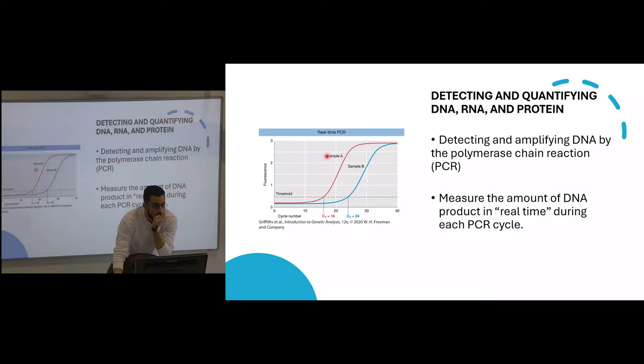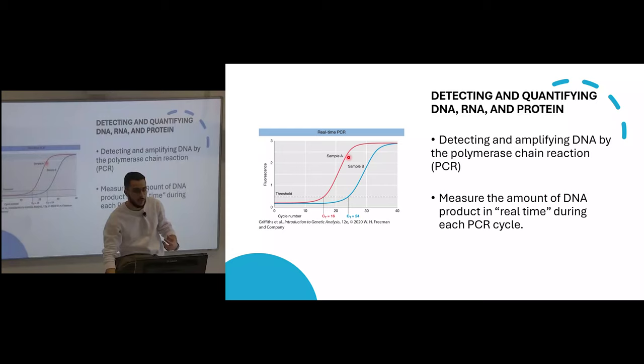So let's say, for example, you have two samples and you're looking for the insulin gene in them, right? You'll do PCR and you'll use a fluorescent tag. So when the fluorescence starts increasing, that means it's being detected, right? And so you can see here that the fluorescence for sample A starts peaking before sample B. So that means sample A had more starting material.